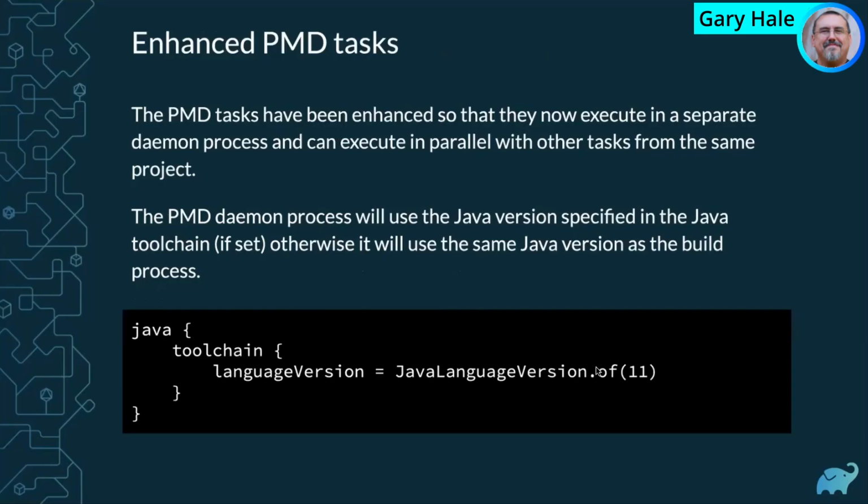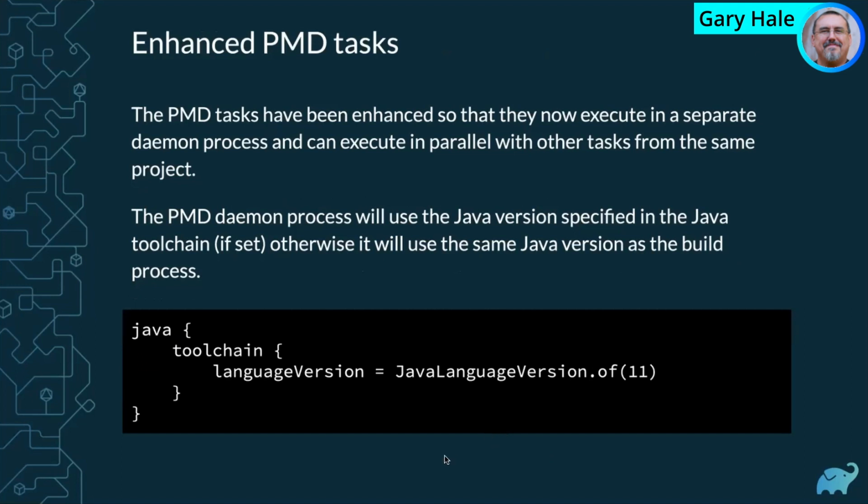And then the other thing that we did with code quality is we made some improvements to the PMD task. Whether you're using configuration cache or not, PMD tasks will now execute in parallel by default. So you could potentially have multiple code quality checks running at the same time on the same project, and those will execute in parallel now.